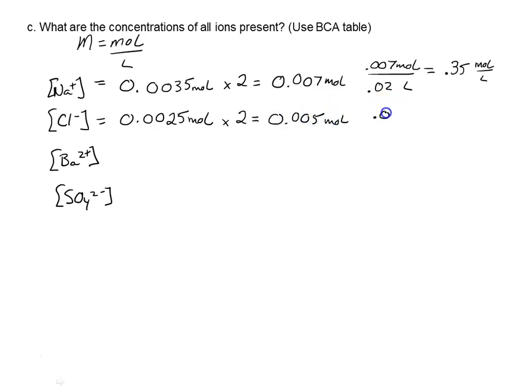And then same thing, I'm going to convert that back into molarity. 10 milliliters plus 10 milliliters is 20 milliliters, so that's 0.02 liters. So my concentration of chlorine ions is 0.25 moles per liter.